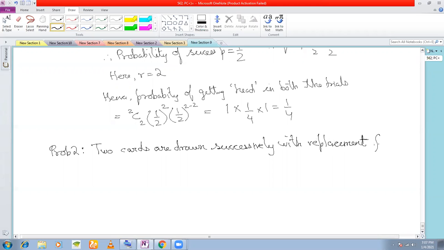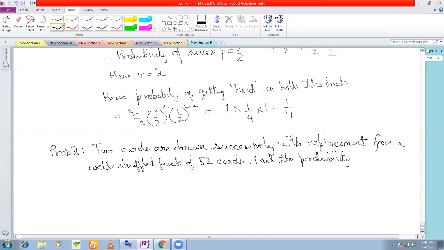From a well shuffled pack of 52 cards, find the probability of drawing two aces.